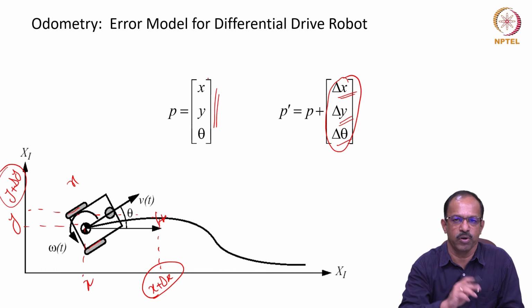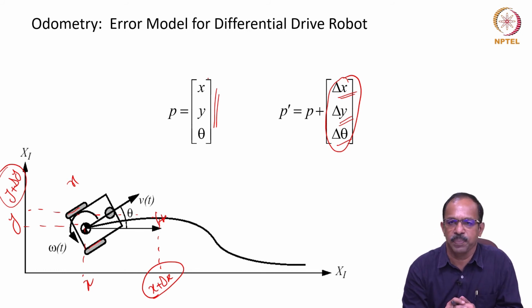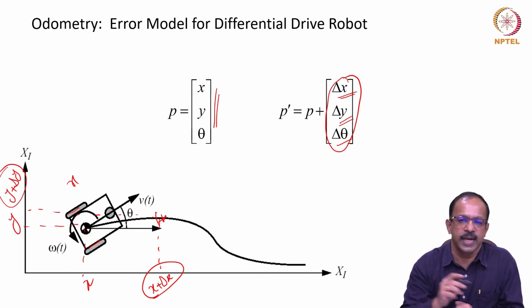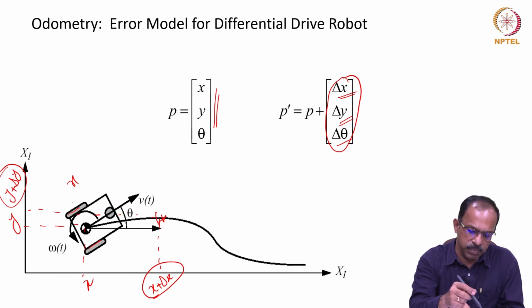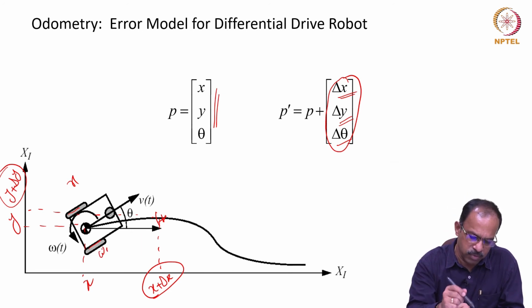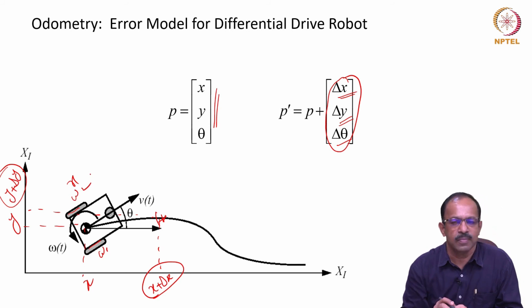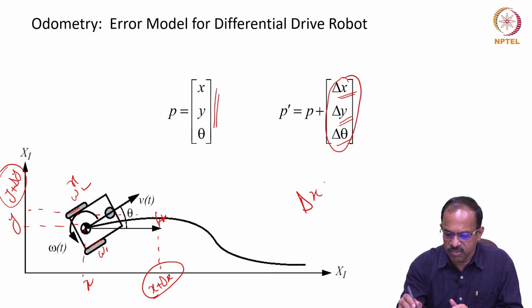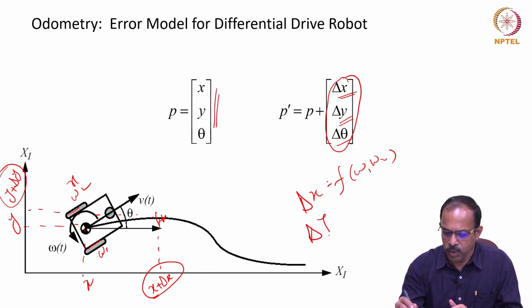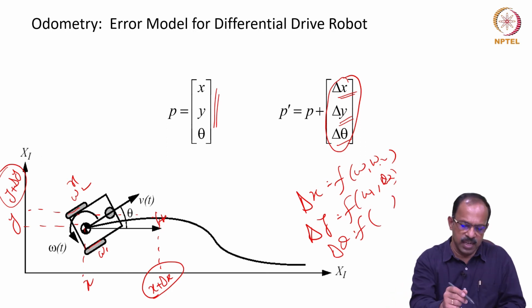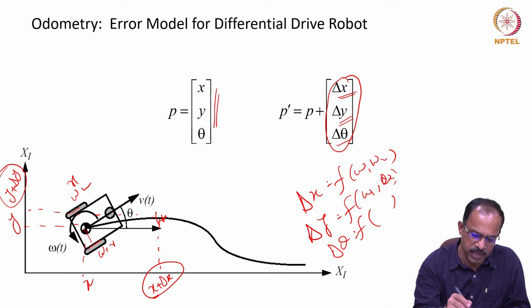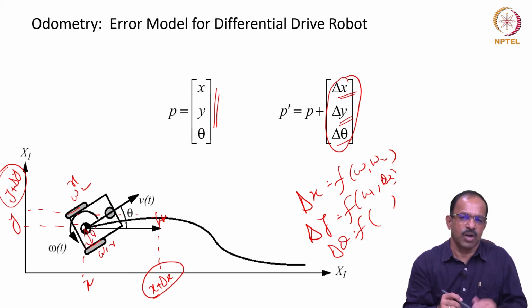Assuming that initially there was no error, it was exactly x, y, theta, and now we calculate delta x, delta y, delta theta from omega 1 and omega 2. So, we know that delta x is a function of omega 1 and omega 2, and delta y is also a function of omega 1, omega 2, and similarly delta theta. But there are other parameters like the radius of the wheel and the distance to the center. All those things also affect.